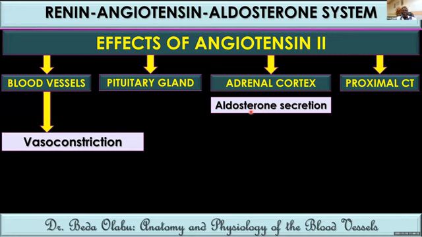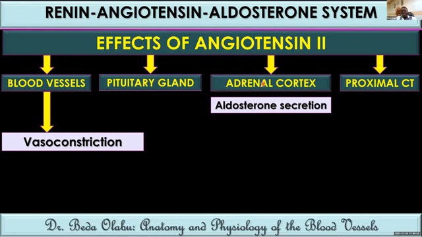Second zone, zona fasciculata, produces hormones that affect glucose levels or carbohydrate metabolism. So we call them glucocorticoids. Third zone, zona reticularis, produces hormones which are similar to the male sex hormones. So they're androgens, basically. We are not talking about the other zones of the adrenal cortex. In particular, we are talking about the zona glomerulosa.